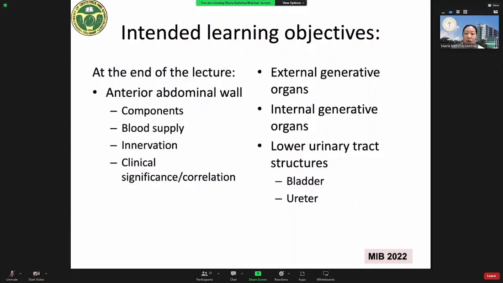So at the end of the lecture, we should be able to identify the different layers of the anterior abdominal wall, as well as its components, blood supply, nerve innervation, and clinical significance, followed by the specific components of the external generative organs and the internal generative organs, that is from the lower genital tract to the upper genital tract. And lastly, we'll be tackling the lower urinary tract structures such as the bladder and the ureter, as these organs are adjacent to the pelvic organs.